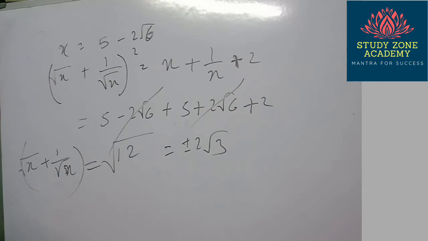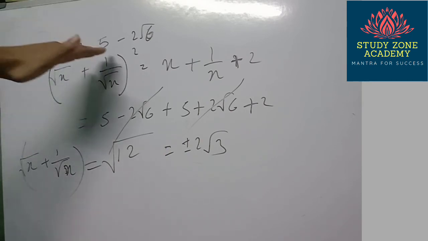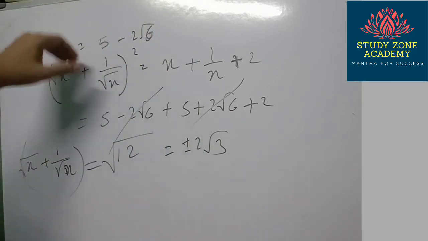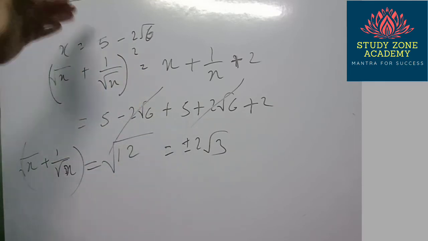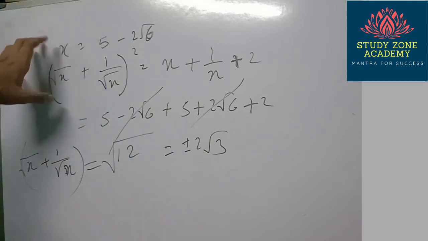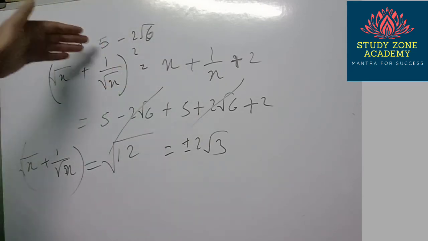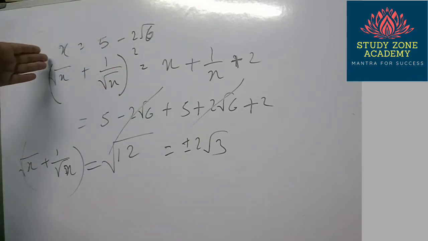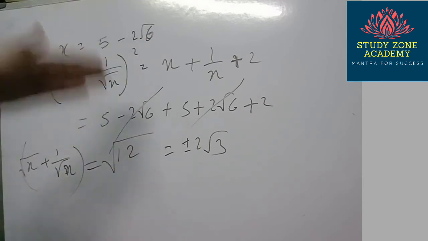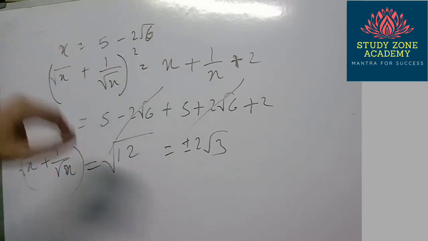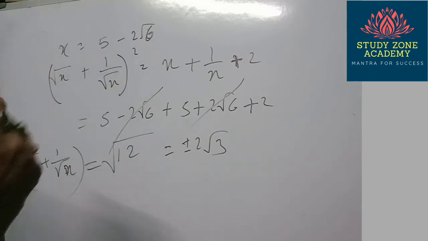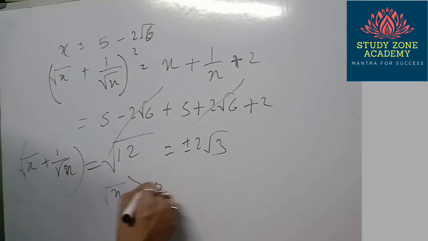Now remember one thing, you just cannot write plus minus 2 root 3 as your answer in this case, because what are we getting as the value of x? That is 5 minus 2 root 6. With this as the value of x, if we do the square root also, it is not going to come negative, not going to come 0 or less than 0. It has to be positive. So we need to write root x is greater than 0.